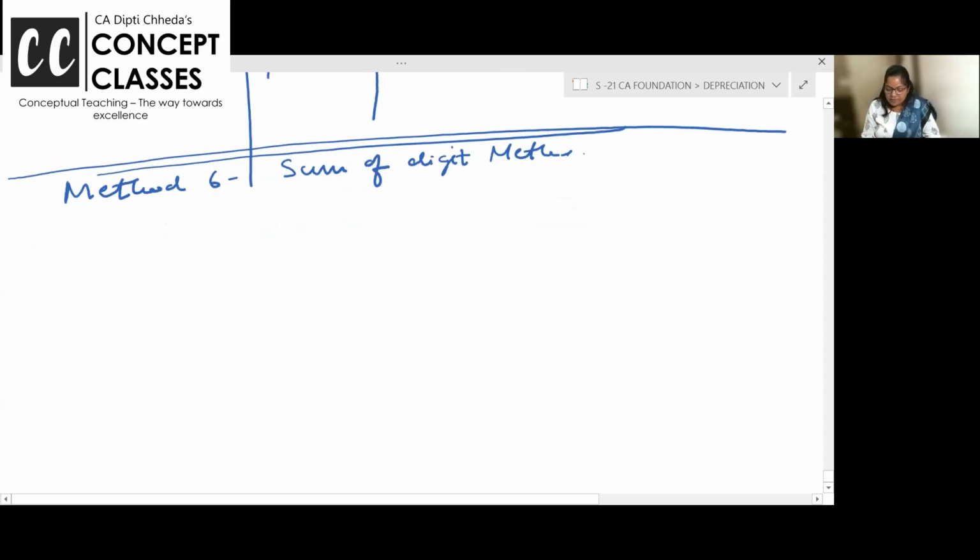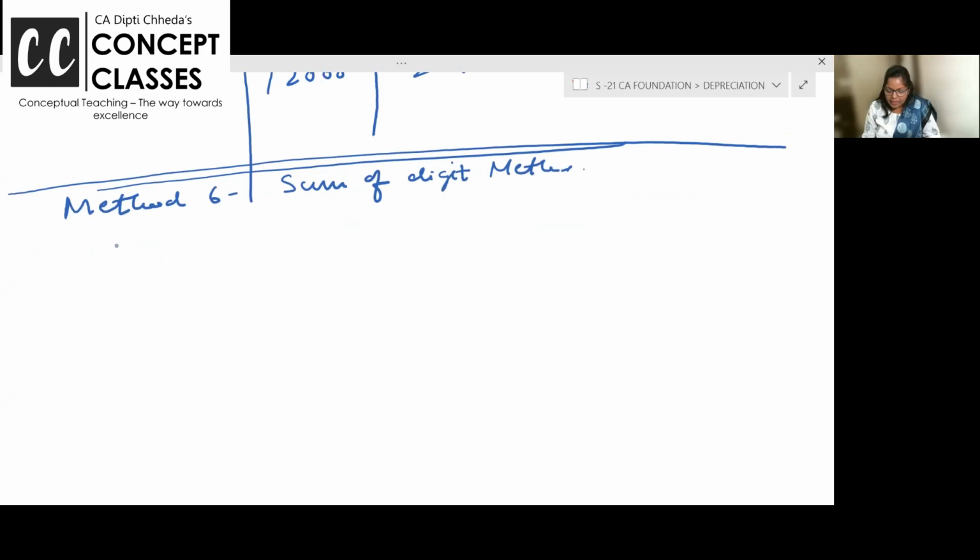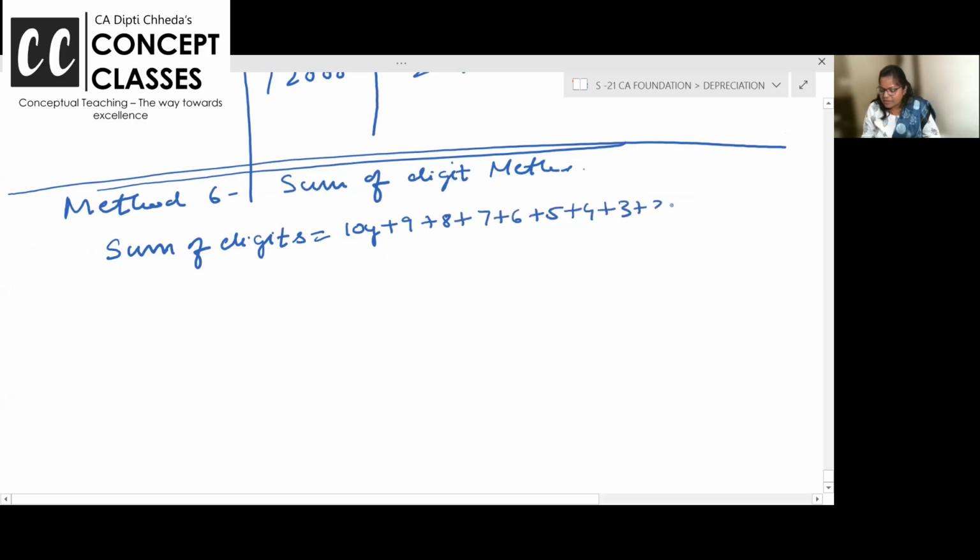All right, so what did I say? First you have to calculate the sum of digits. Now the sum of digits is like 10 years, 9 years, 8 years, 7 years, 6 years, 5 years, 4 years, 3 years, 2 years, 1 year. You have to do it like this in the calculator. You're going to depreciate it for 10 years: 10 plus 9 plus 8 plus 7 plus 6 plus 5 plus 4 plus 3 plus 2 plus 1. So you are getting 55.